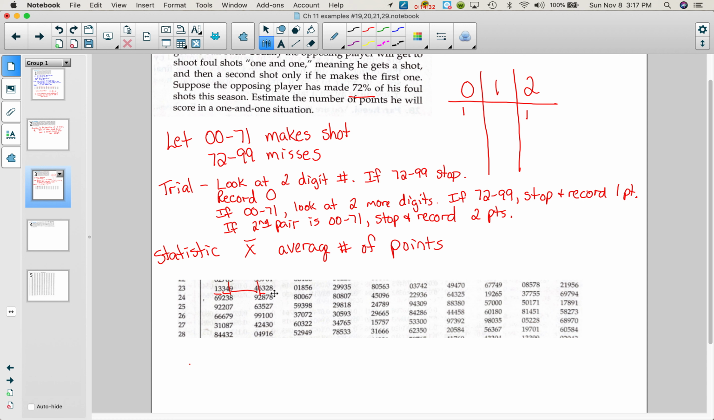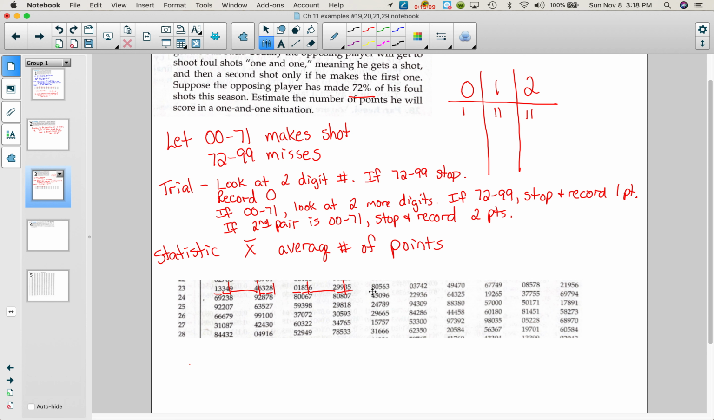Then we have 63, which means she makes the first shot, and a 28, which means she makes the second. We stop, record 2 points. 01, he makes it. It's a he this time. In class, it was a she. 85 is a miss. So we stop regardless. 1 point. Made the first shot, got to take the second, but missed it. Next we have a 62. So that means he made the first shot. 99, so he missed the second, so 1 point.